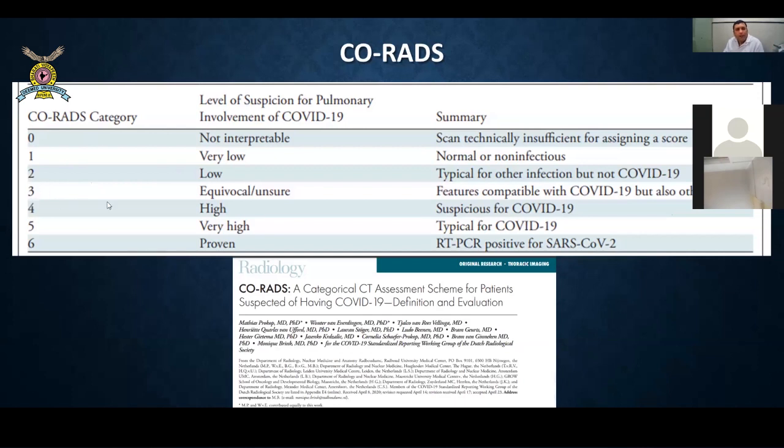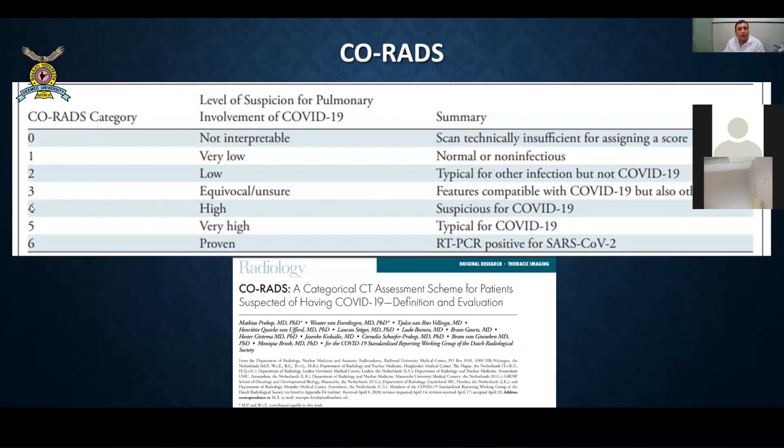Category 3 is the equivocal or indeterminate category, where you may not be able to categorize the radiopacities clearly into the COVID category or the non-COVID category. So follow-up is required for such patients, and correlation with the clinical findings is very, very important in such a category.